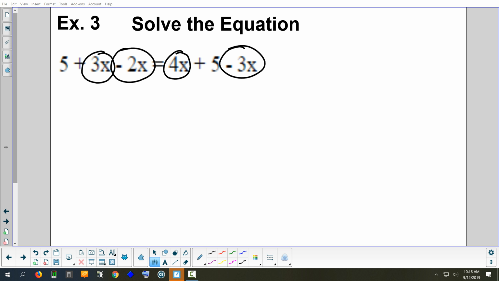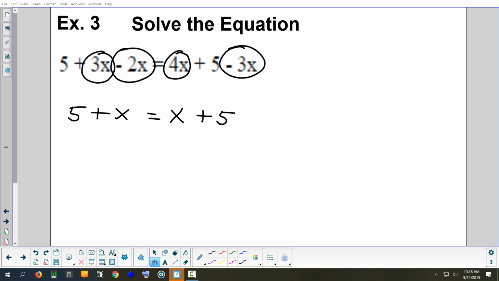All right, let's start with the one on the left. The 5, we're just going to bring down. How about 3x minus 2x? That's going to give me 1x. Perfect. Do I have to put the 1 in front of the x? No, I don't have to. I can just leave it as x. All right. And then 4x minus 3x. Yeah, that's also 1x. And plus 5, I'm just going to bring down.